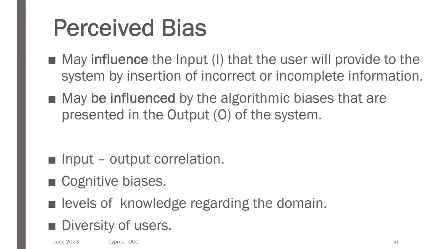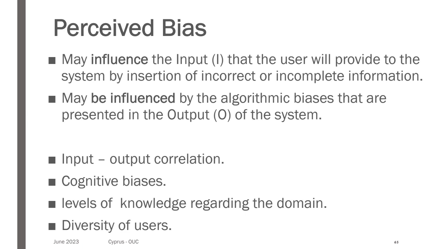So when we are talking about perceived bias, it may impact the input that we provide to the system because we suspect that the system is unfair. So we try to trick it, we try to cheat it. So we are trying to manipulate the system to get the solution that we want, which is not necessarily what we need or what we deserve. And the perceived bias may be also impacted by the input and output correlation, which we tend to disagree about.